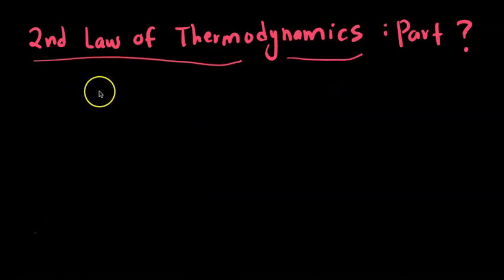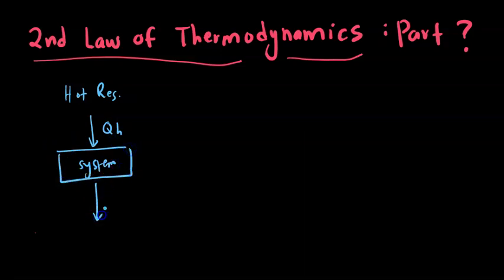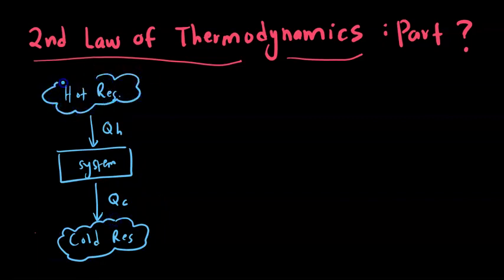Alright? So let's draw our schematic representation of a heat engine. So we start with a hot reservoir, and this gives me my QH, right? And this is my system. Okay, and I will get QC into my cold reservoir. So let's make it a cloud. Okay, and in return I will get work by the system.